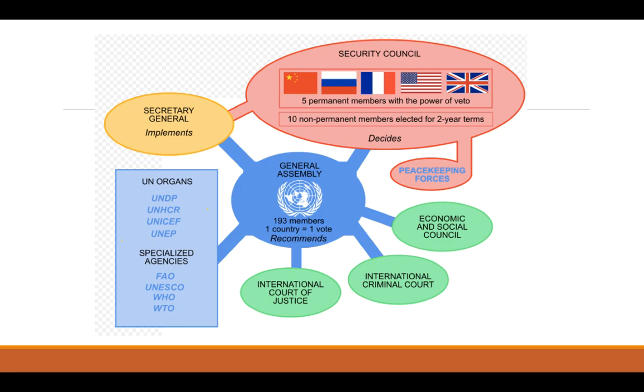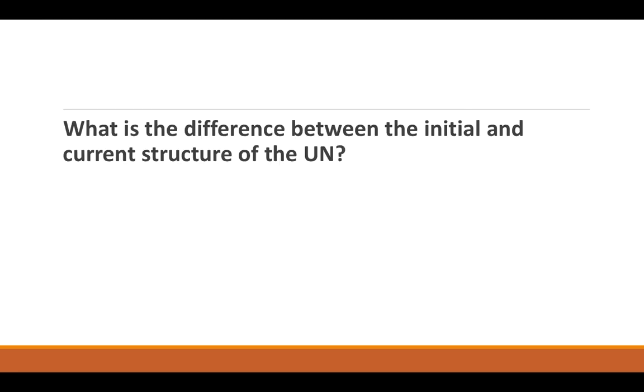International Criminal Court, International Court of Justice, and then there are a lot of UN organs which are doing an incredible job right now, helping different spheres of life, different countries. This is UNDP, the Development Programme, UNHCR, UNICEF, UNEP, specialized agencies, FAO, UNESCO, World Health Organization, World Trade Organization, etc.